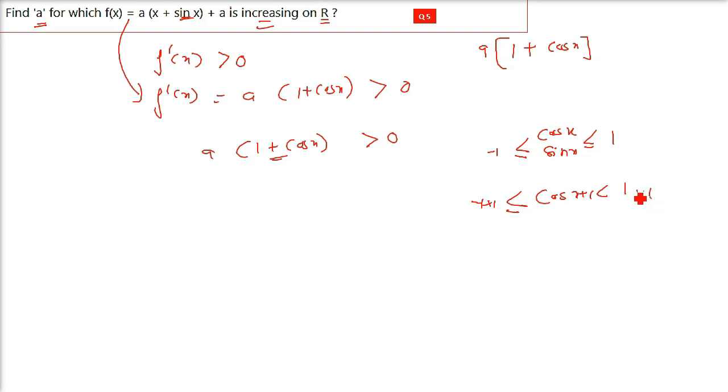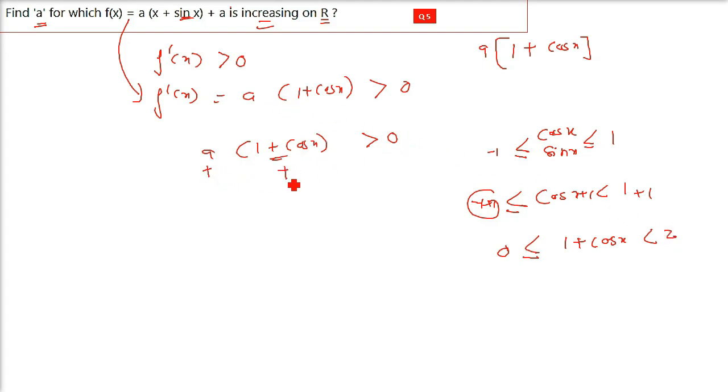So now I am adding 1 to both the sides. I am adding 1 to cos x. So when you add 1 to both the sides, what will happen? The left hand side will be 0. The right hand side is going to be 2. So 1 plus cos x is now between 0 and 2. Do you think 0 and 2 in between is positive? Yes, it is. And any negative value cannot be between 0 and 2.